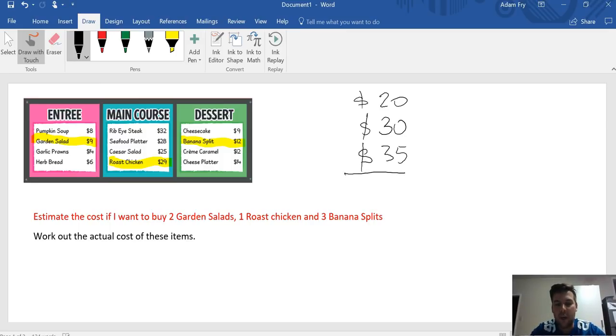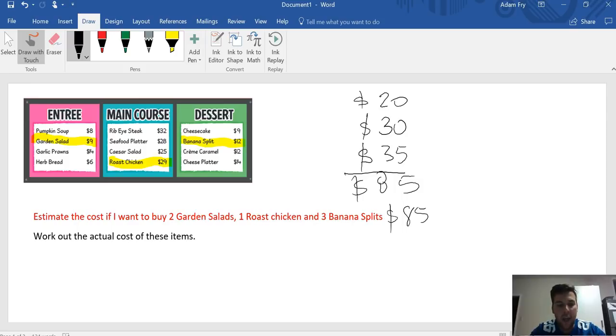So let's work out what the estimate would be for this particular problem. 0 plus 0 plus 5 would be 5, okay? 3 plus 3 is 6, plus 2 is 8. So the estimate for this particular problem would be $85.